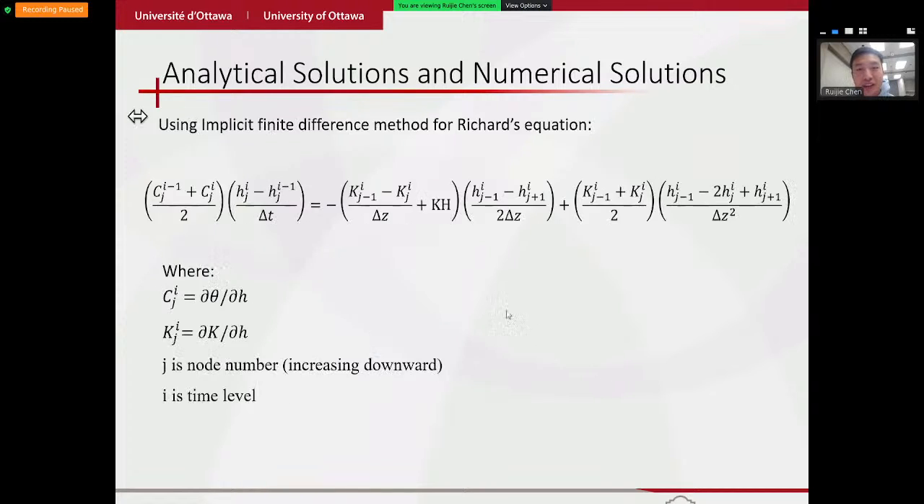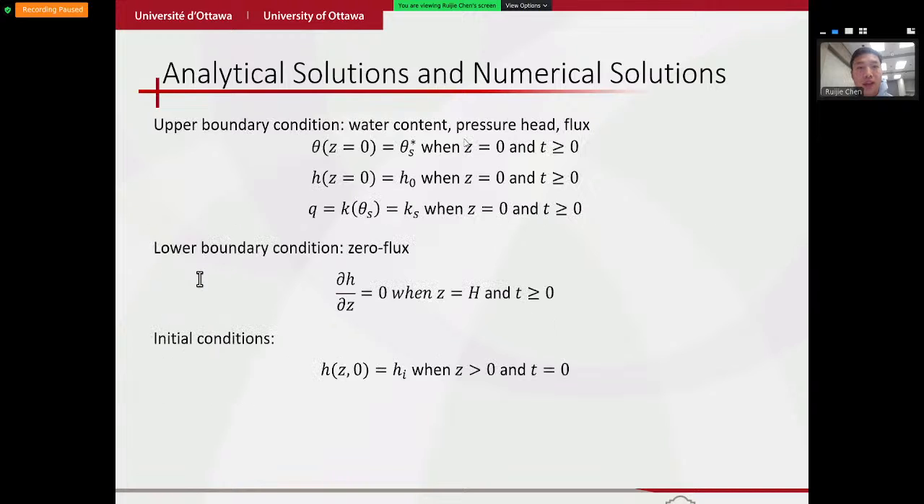And if we use the implicit finite difference method to discretize the partial differential equations, we can obtain a format like this. With all the parameters known, and with the boundary conditions and the initial conditions set, the model is ready to solve in MATLAB.